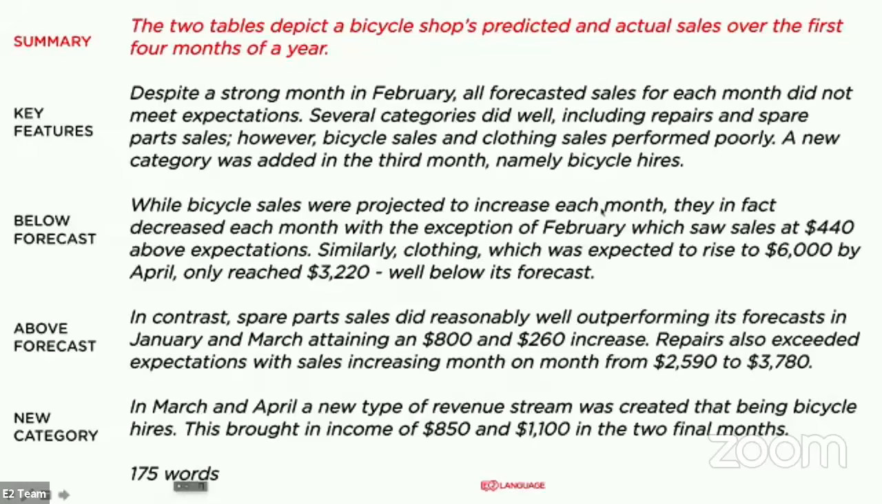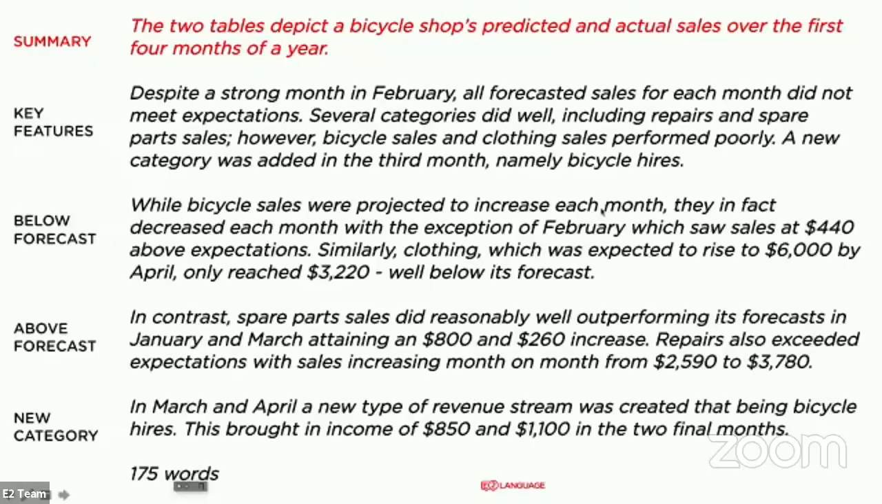I've changed it enough. Then I wrote this paragraph here about the key features of those two tables, which basically is I started with a sentence about the totals, how the forecasted sales didn't meet the expectations of the actual sales. I talked about how new bicycles and clothing didn't perform well at all. I talked about how spare parts and repairs did perform well. And I mentioned very briefly that bicycle hires was added as well.